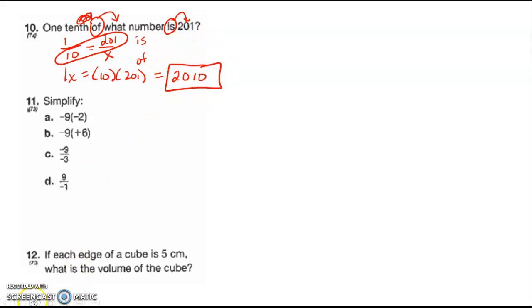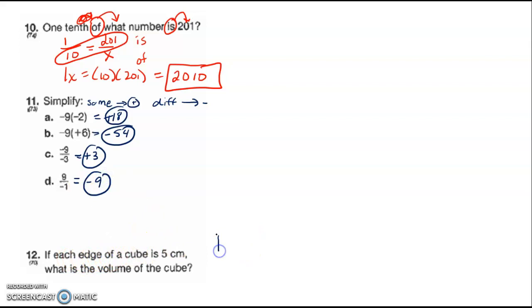Okay, let me change colors here. All right, now the rules here are the same sign is positive, different signs is negative. So this is negative times a negative gives me a positive 18. Negative times a positive gives me a negative 54. Negative divided by a negative gives me a positive 3. Positive divided by a negative gives me a negative 9.